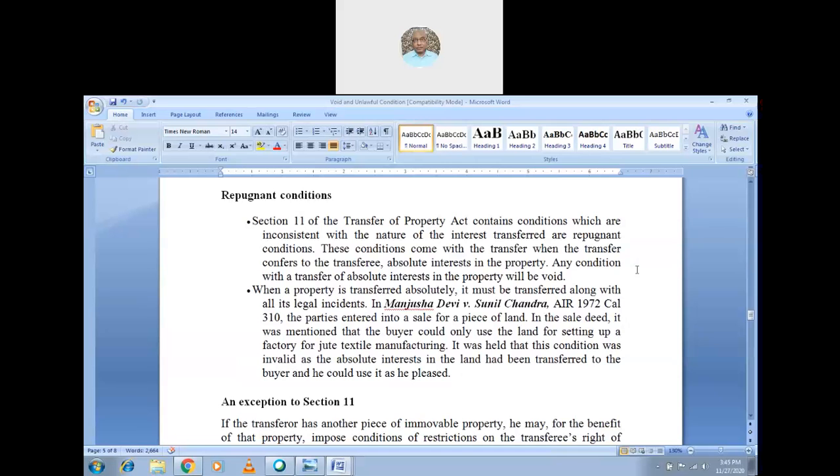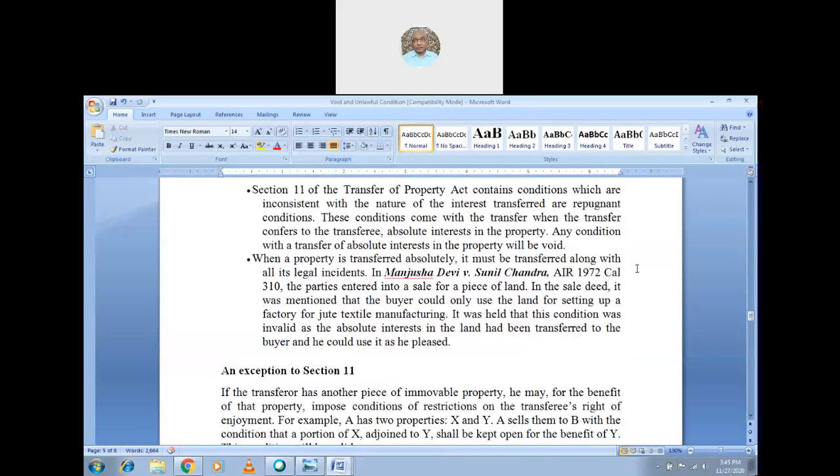It was held that this condition was invalid as the absolute interest in the land had been transferred to the buyer and he could use it as he pleases. So, if you keep the condition that I am selling this land to you, provided you keep only a jute mill over there, no. Once it is transferred, whether he wants to keep a jute mill or a cotton mill, whatever he wants, even a flour mill also, because once the property is sold to him, it is he who can use the property the way he wants or she wants. So that is the absolute nature of the property owner's right.